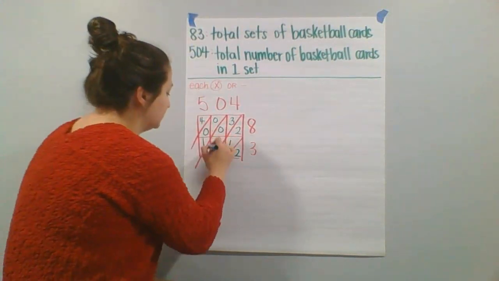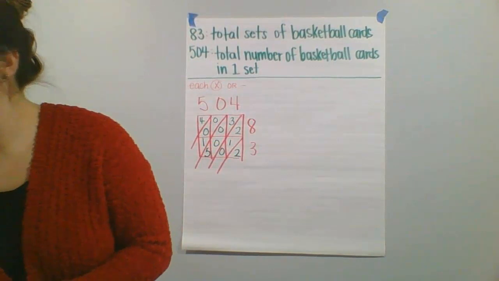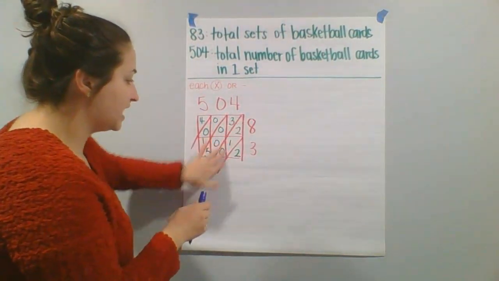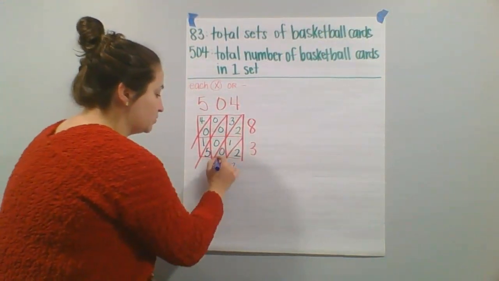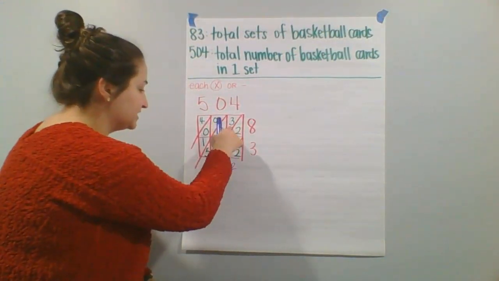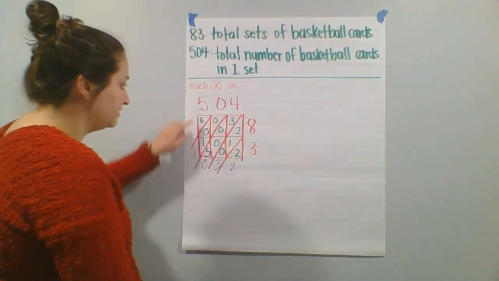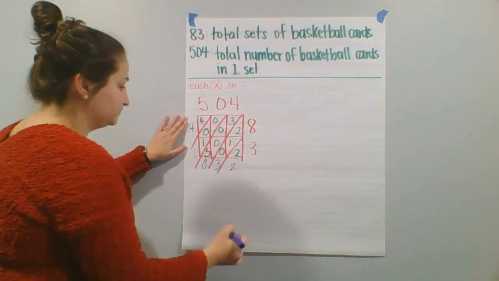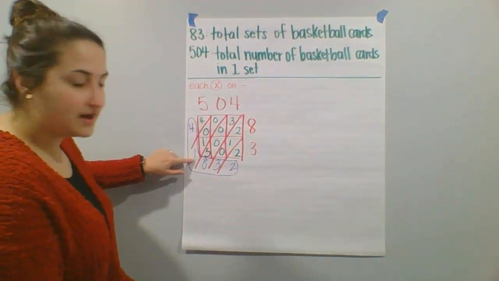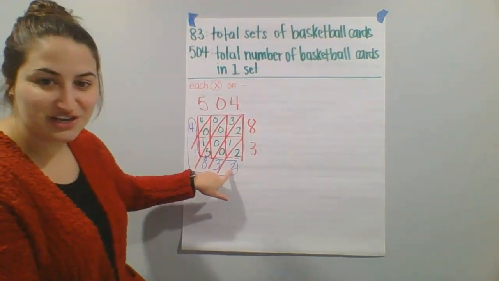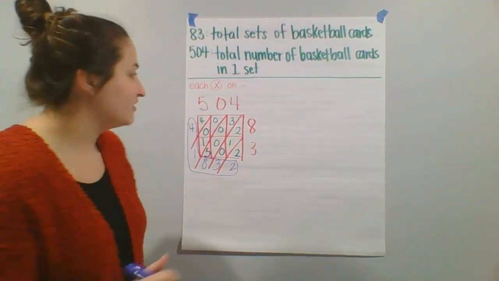3 times 5 is 15. Now we're going to go through and we're going to be adding each of these columns, or each of these diagonals. We have 2. 2 plus 1 is 3. 5 plus 3 is 8. 1 plus 0 is 1. And then 4. So right now I have an answer of 41,832. So let's use a different strategy to see if we are correct.